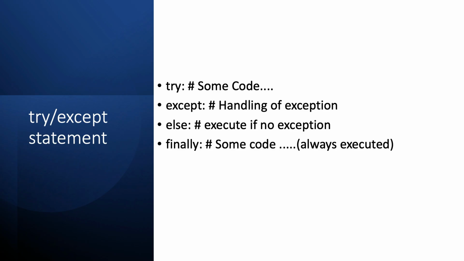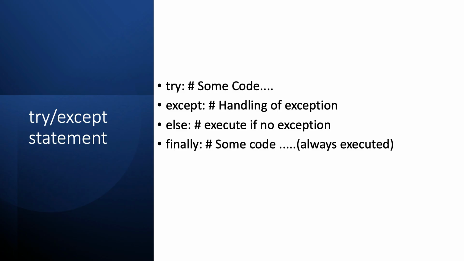Now there's more to try and accept than just these two words. We also have else and finally. But let's begin at the very top again with the try block. This is where we place the code that might cause an error. It's our first attempt at executing something risky, like opening a file or connecting to a database. Now, if everything goes smoothly, the program will continue past the try block without any issues.